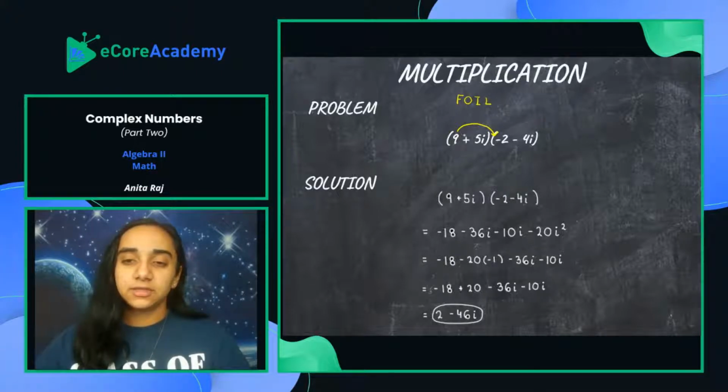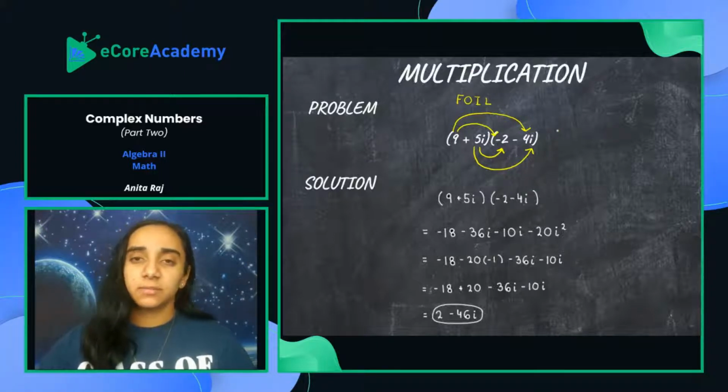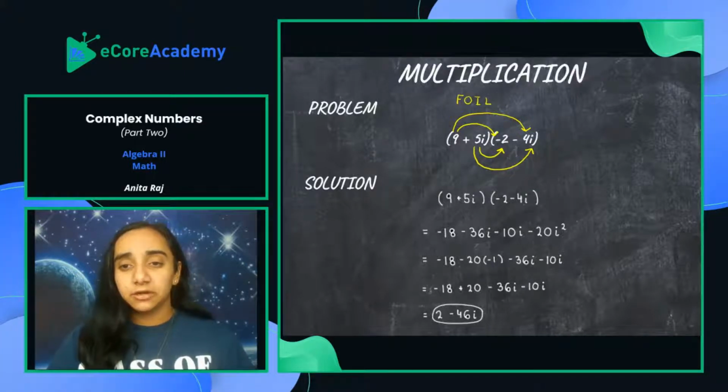Then outer. So the outermost one is 9, and the outermost one in the second set of parentheses is negative 4i. We multiply those together. Then we do the inner values, so 5i and negative 2, because they're the inner values. Then we do last. So we do 5i times the last value that's left, which is negative 4i. And then we get these four quantities, and we just combine the real and imaginary parts together.